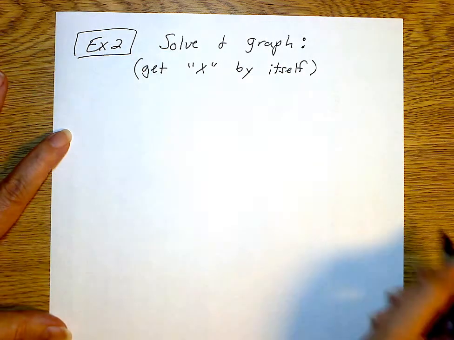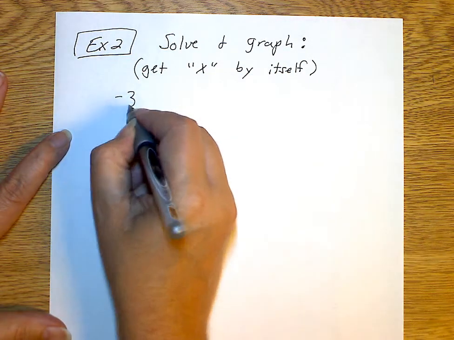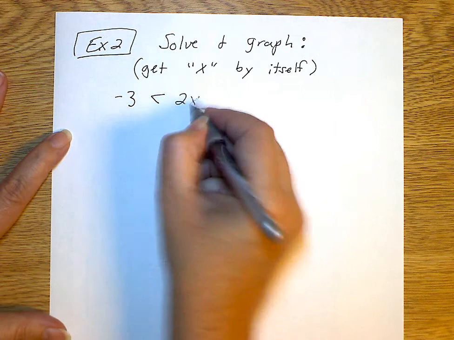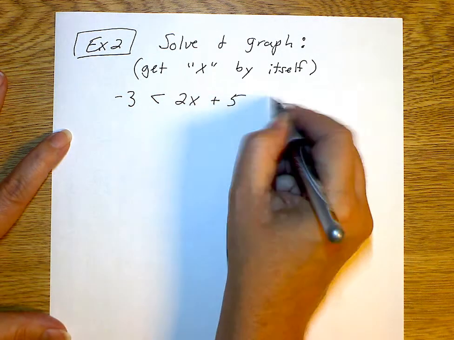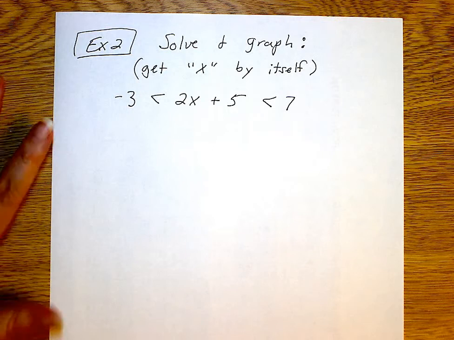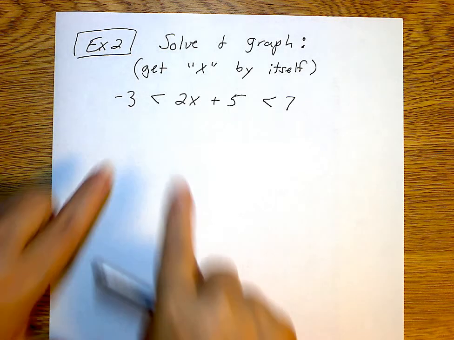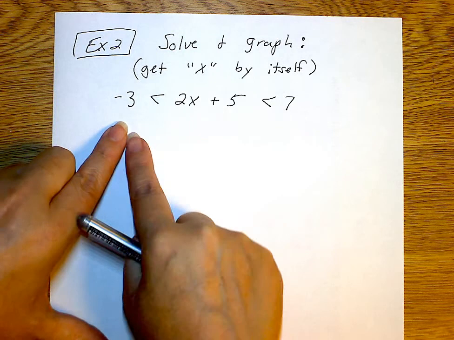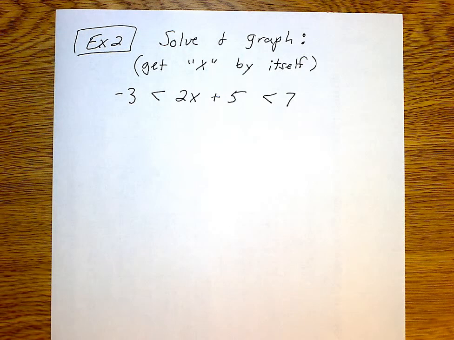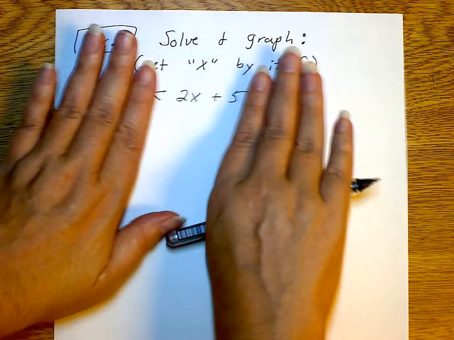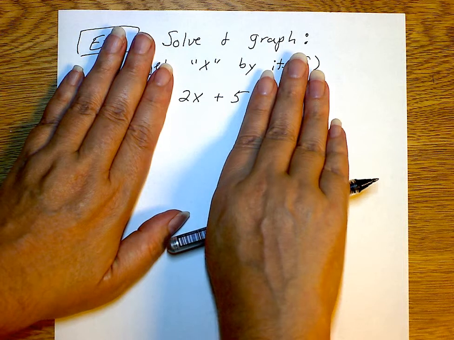Alright, the problem is -3 is less than 2x plus 5, which is less than 7. So I want to get x by itself. I'll wait until you guys have all the problem written down because I want to make sure you're... Alright, looking here, just look here. What is my first step?